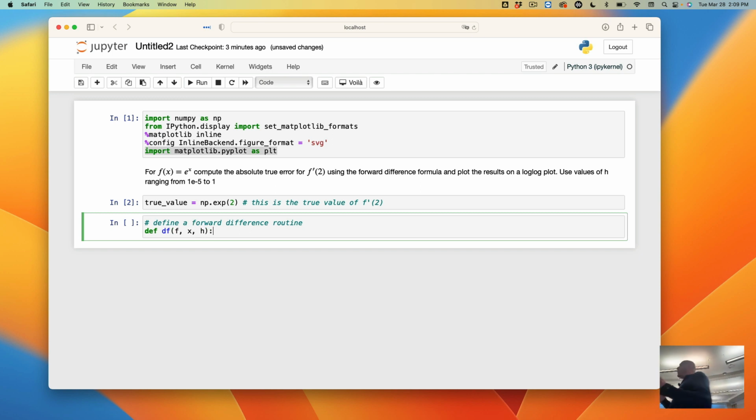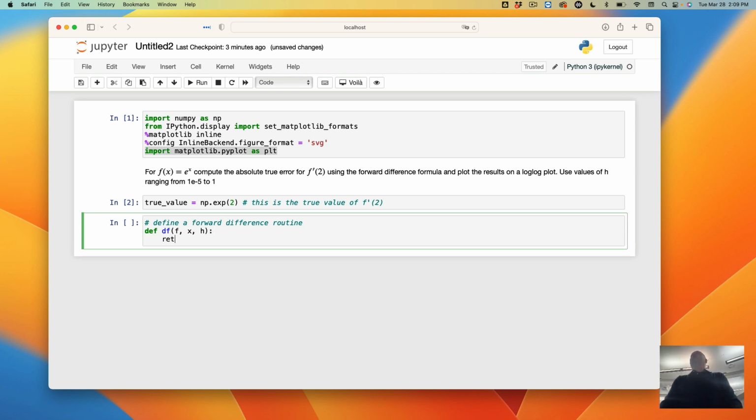Okay. Now we will interchangeably use h and delta x, so don't be confused with that mix in notation. They are both used. h and delta x, they mean the spacing. All right, and we're going to return the approximation of the derivative at the point x, and it's going to be f at x plus h minus f at x, over h. Okay? Perfect.